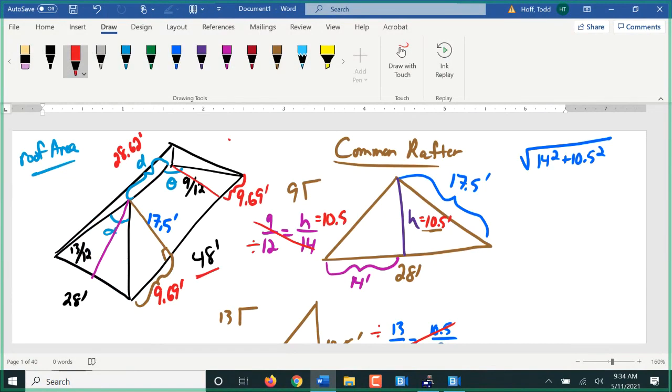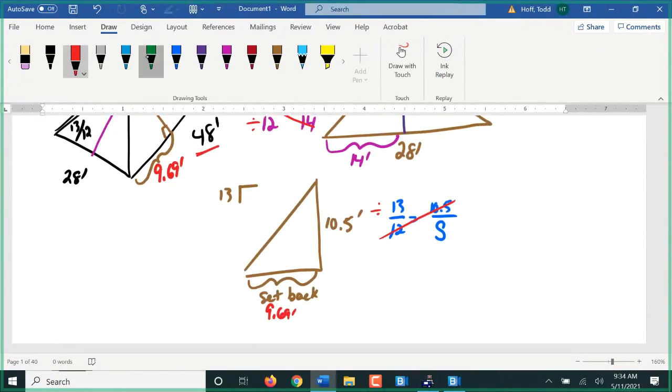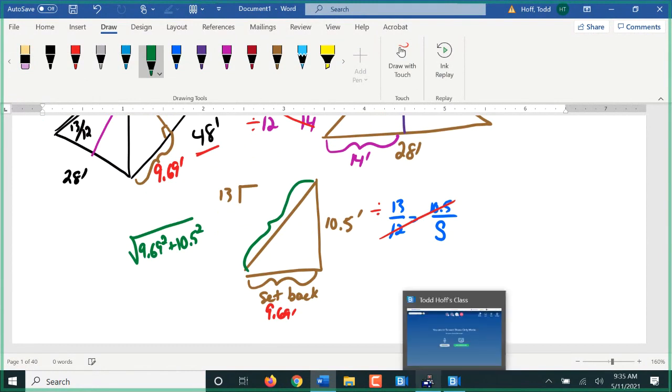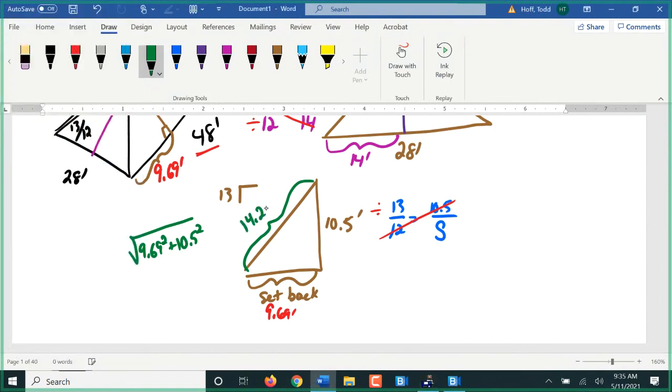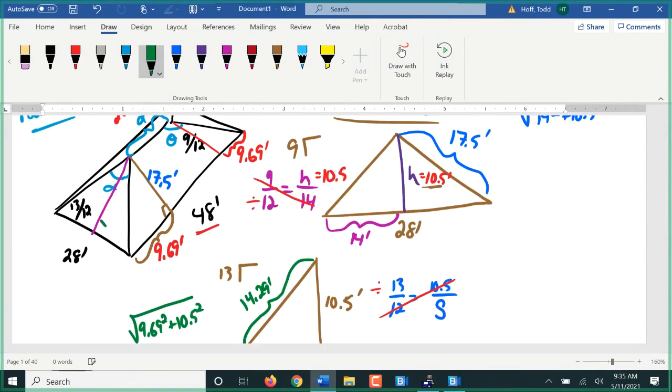It's a ridge. Going back down to here, now we can find this length of that main hip jack as the square root of 9.69 squared plus 10.5 squared. 9.69 squared plus 10.5 squared gives us 14.29 feet. This is 14.29 feet. We now have all the information we need for our angles and our area.